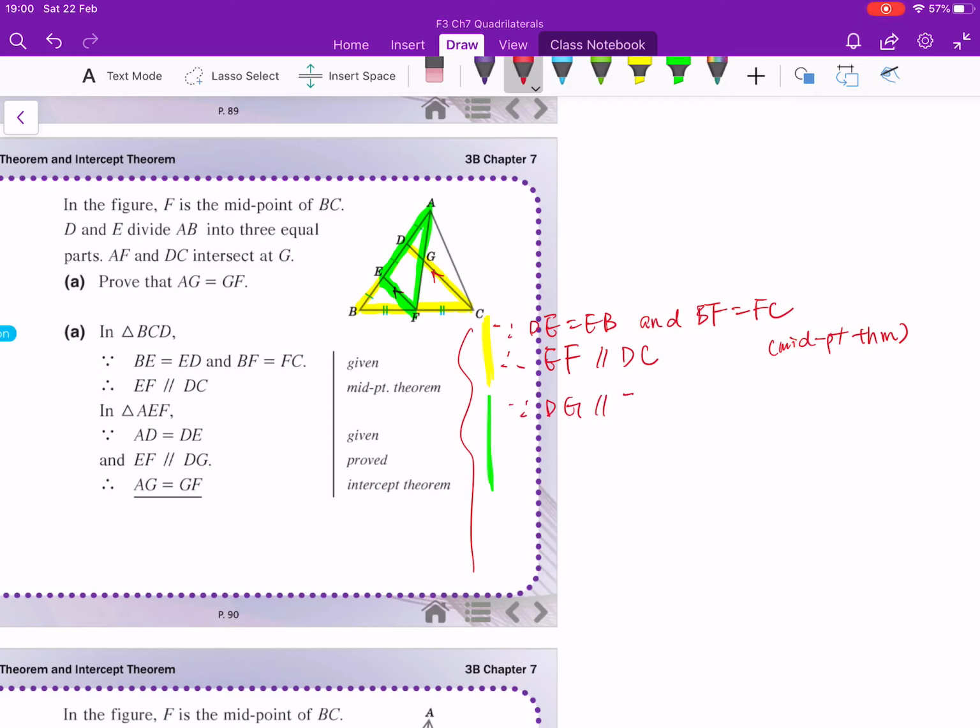DG is parallel to EF. In a triangle, we have a pair of parallel lines, so you may apply the intercept theorem now. Therefore, the ratio between AG to GF should equal the ratio on the other side, AD to DE. This is the intercept theorem.